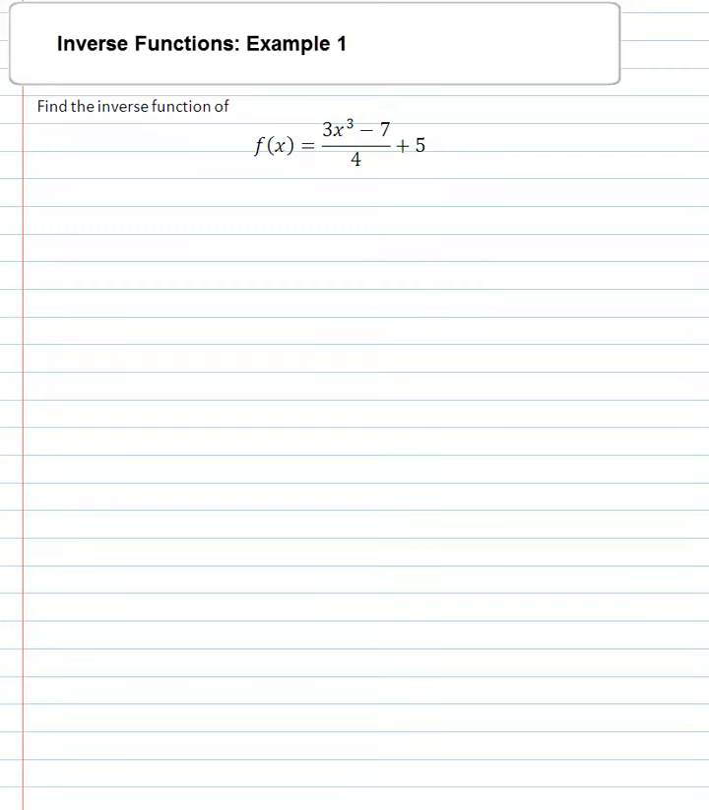In this example, we're going to find the inverse function of f(x) = (3x³ − 7)/4 + 5. There are a few steps that must be taken in order to properly find the inverse of the function. The first step is to replace f(x) with y. So I'm going to do that here. You get y = (3x³ − 7)/4 + 5.